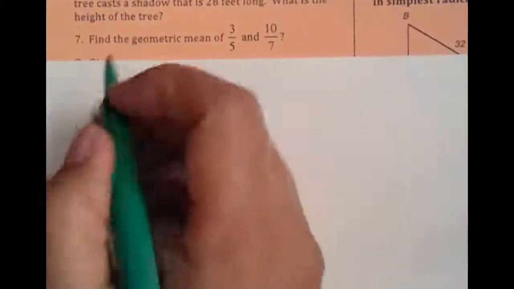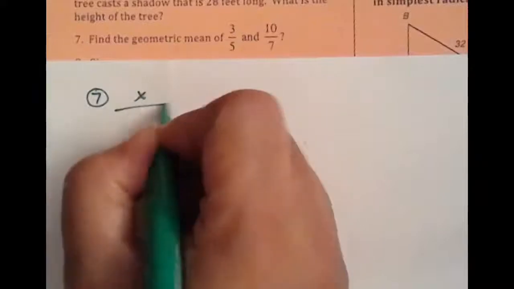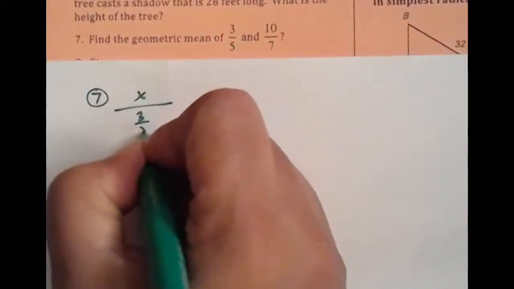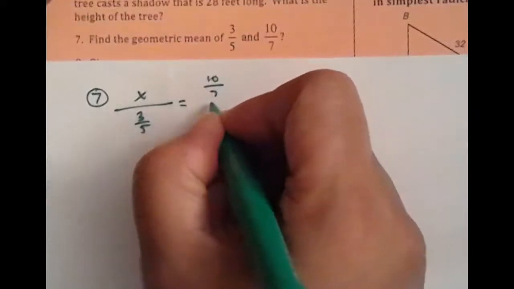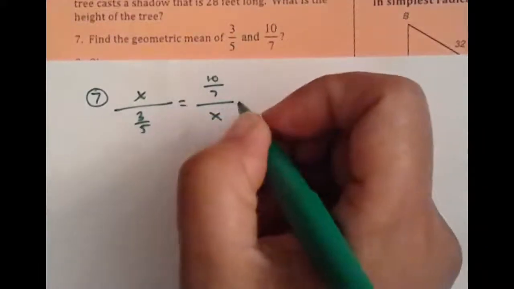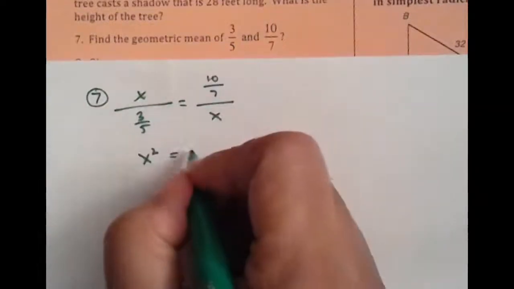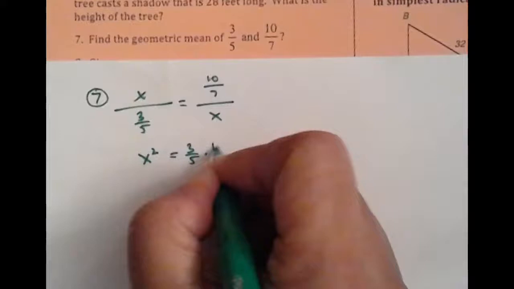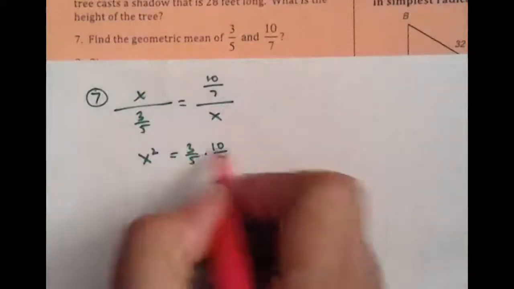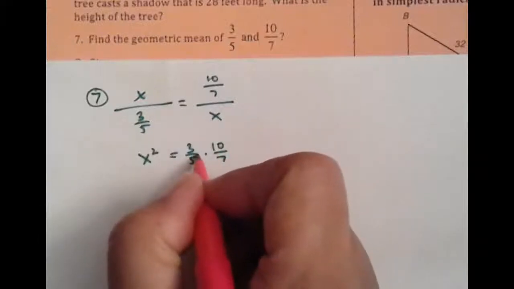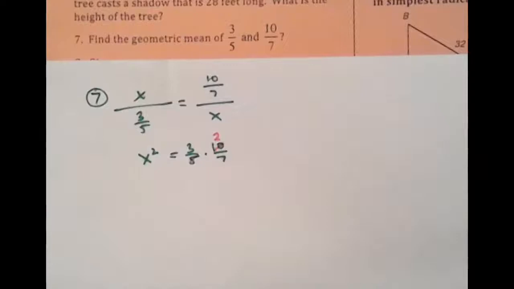All right, to find the geometric mean, it's basically going to be x divided by this 3/5, which equals the 10 over 7 divided by x. And when you cross multiply, x times x is x squared. That's going to equal 3/5 times 10 over 7. I'm going to go ahead and reduce this here. You can multiply across the top and bottom and reduce, but I'm going to go ahead and cross reduce. 5 goes into 10 2 times. And there's nothing else to simplify there.